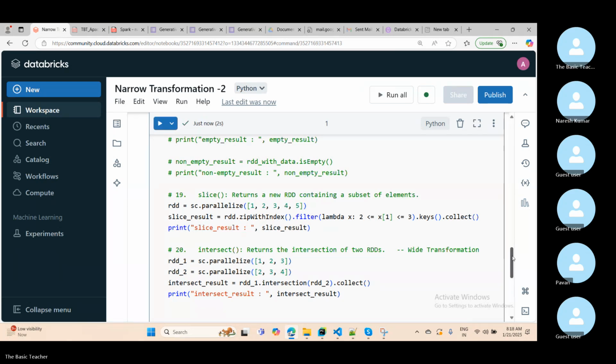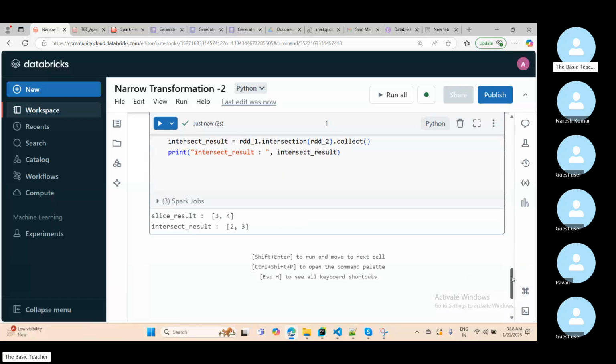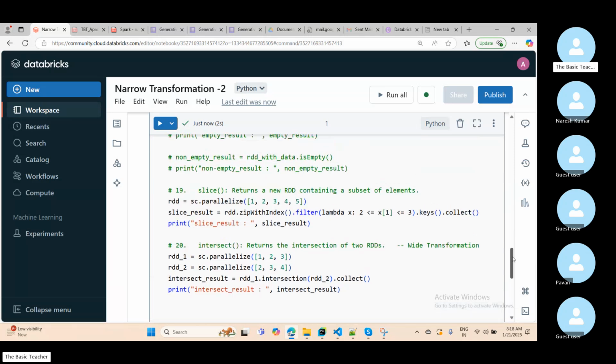1 and 2 and 3. 1, 3. Okay, 2, 3. But this is 2 and 3. Yeah, I have seen 2, 3. This is looking for the common ones. Okay, common elements between both.